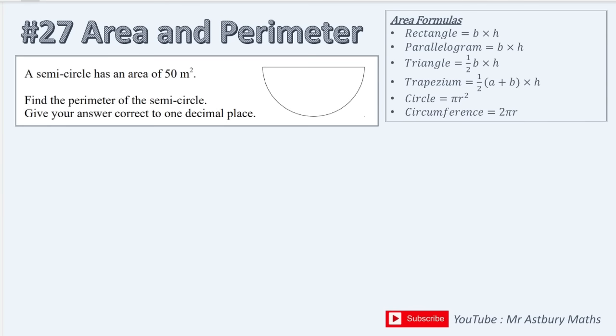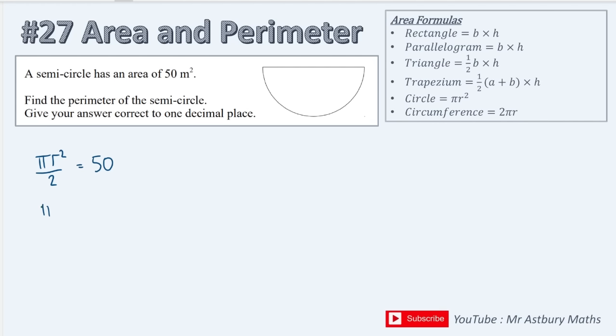Next question, we're looking at circles, and we have a semicircle here, and it has an area of 50. So we know the area for a circle is pi r squared, but because it's a semicircle, we're going to have to divide it by 2, and that's equal to 50. So if I'm going to want to work out the perimeter, I'm going to need to reverse engineer this in order to work out the radius.